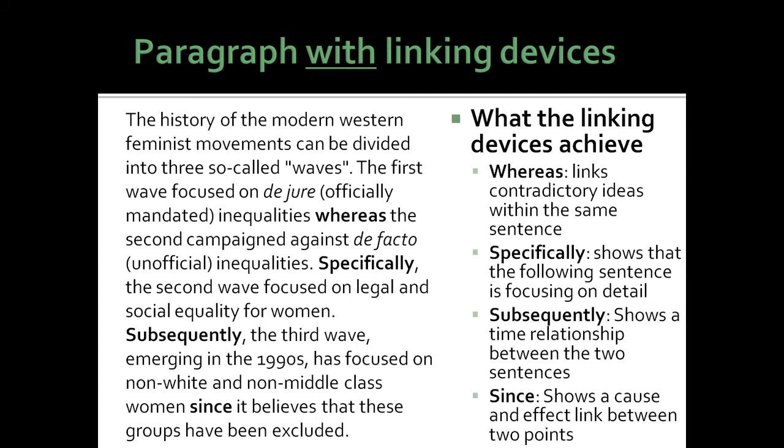And since. This word shows a cause and effect link between 2 points. The effect, or result in this example, is that non-white and non-middle class women have been the focus of third wave feminism. The cause of this was their exclusion from the feminist debate. Thus, from just this short example, you can see how useful these linking devices can be. Now we've established this, we'll look at some more common examples of linking devices and the kind of relationships which they describe.